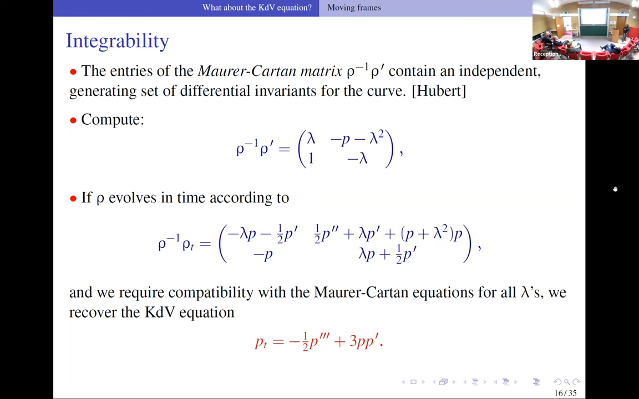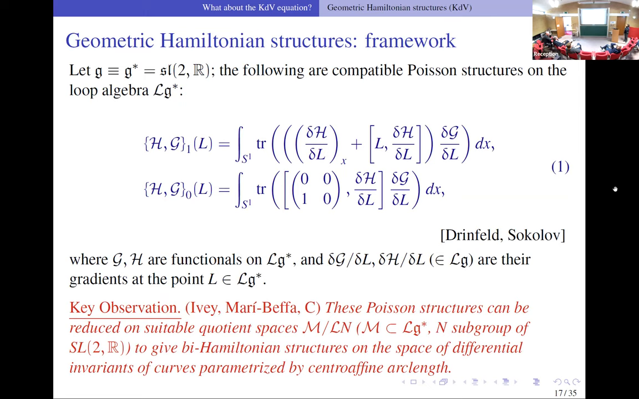All right. Now, I need the last couple of slides. They might be overly technical, but I would like to just give you an idea of what we do when we study the Hamiltonian structure of this sort of geometry.